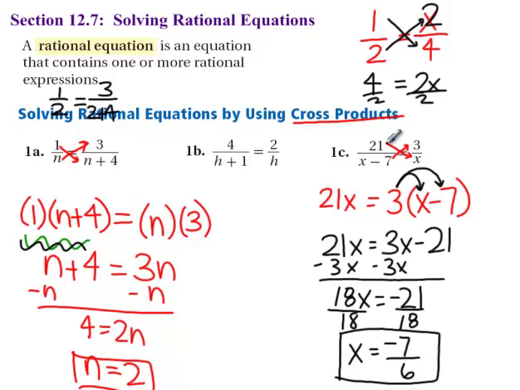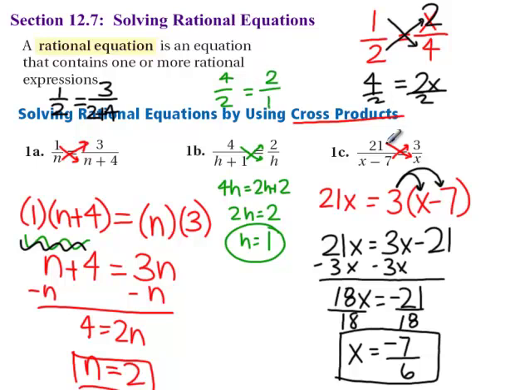Of course, this could be checked also, but it's a little messier to check. On a test or a quiz, make sure you do that. Go ahead and pause the video and try 1B on your own. You should have gotten that h equals 1, and this is an easy one to check. You end up with 4 over 2, which is the same thing as 2 over 1.